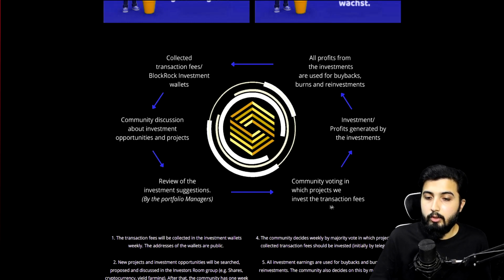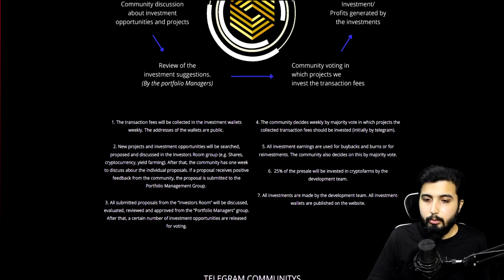on which projects we invest the transaction fees in, and then there's a whole vote that takes place on which one they should invest in. And then the investments are done, the project that has been chosen through investors' voting, the amount that it is invested into, and the profits that are generated, either they are used for buyback or buyback and burn, or they're used for reinvestments, and this whole cycle continues. So this is what's explained in this whole process here.